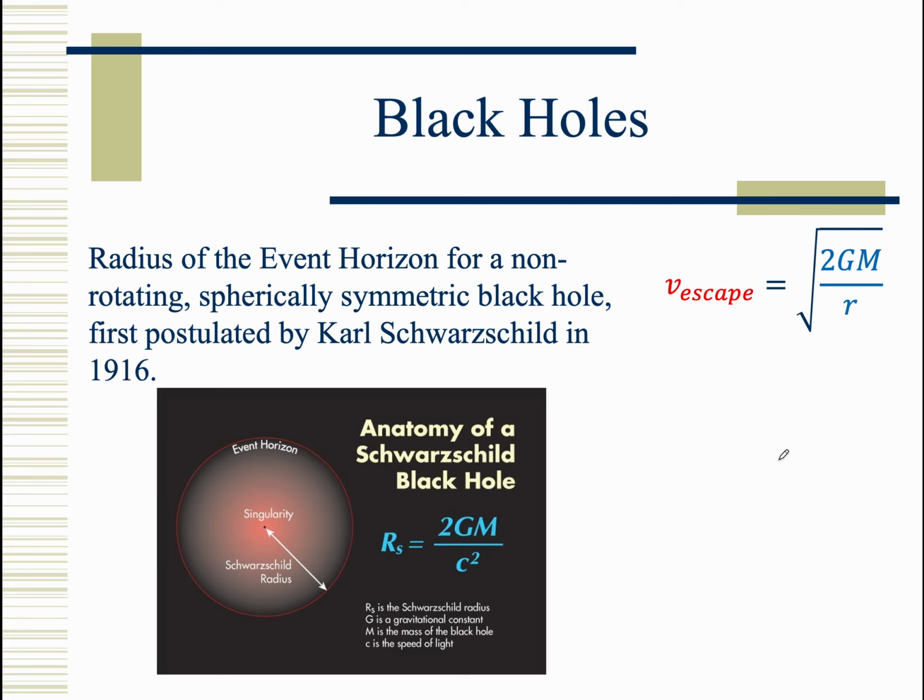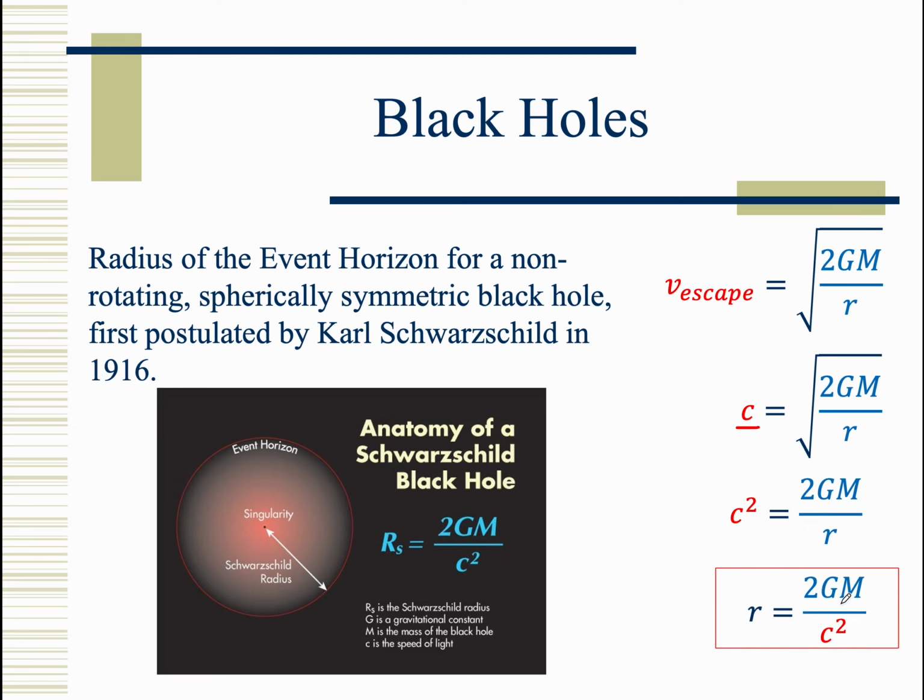Here's our equation for escape velocity. I made it equal instead of greater or equal to each other. We're trying to figure out when the escape velocity is equal to the speed of light. Rearranging that, squaring both sides, and then solving for the radius, we get this. What's this the radius of? It's the radius of what we call the event horizon, the point of no return.